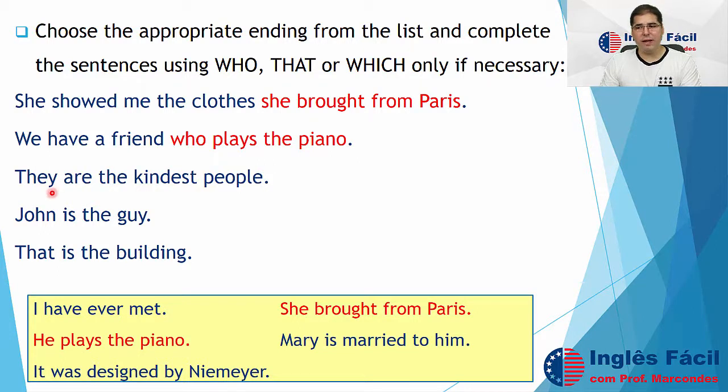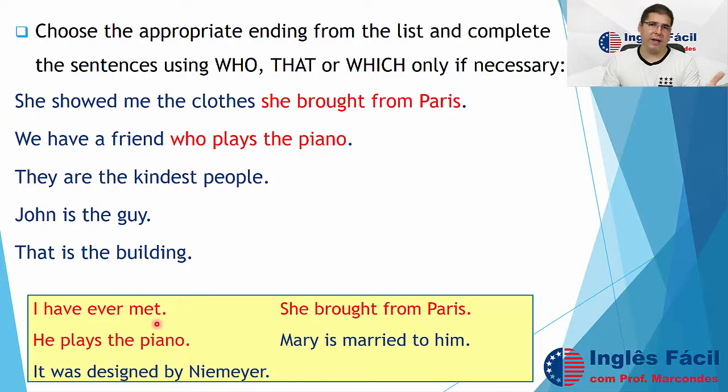Now, they are the kindest people I have ever met. Perfect. They are the kindest people I have ever met them, right? So in this case, this is the correct ending. Now, who has ever met? I. So, I am the subject, not the people. So, of course, this is an object we are going to replace.